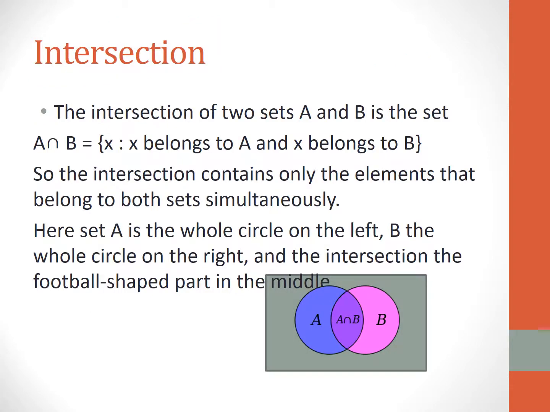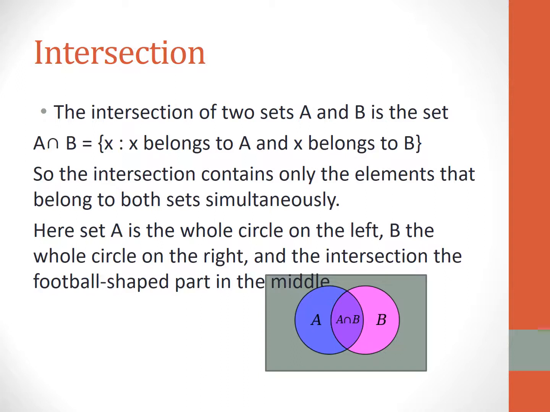The second kind of set operation is called the intersection. The intersection of two sets is the set of elements that are in both A and B simultaneously. So here you see a Venn diagram. Again, the universe is not labeled. The intersection is labeled properly. It's kind of a medium purple fuchsia kind of color.